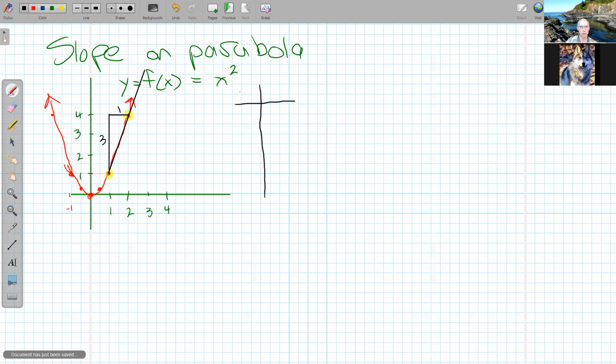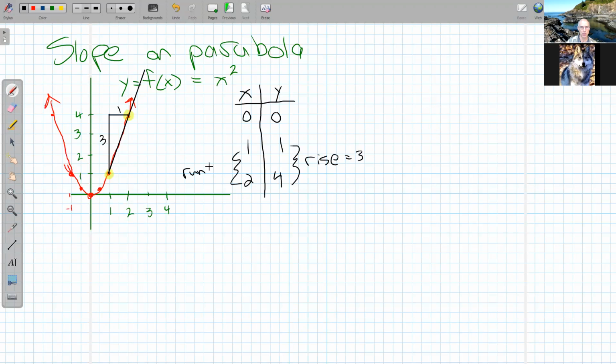Look at this in tabular form, x and y. We get the points 0, 0, 1, 1, 2, 4, and we just found our rise, 3, and our run, 1. And so that's this slope right there.